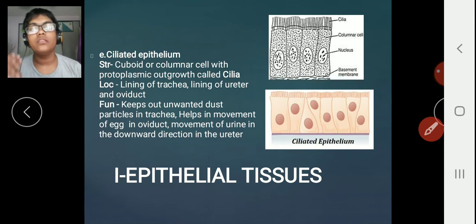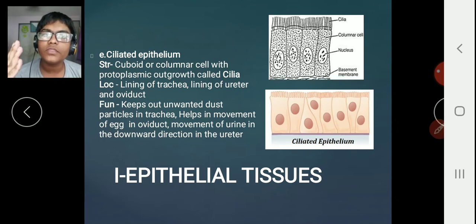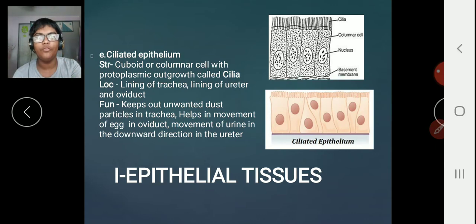Now the location: it is in the lining of the trachea and in the lining of the ureter or oviduct. The cilia can easily move. So whatever dust particles come into the trachea are taken off and transported away by the cilia. In the oviduct and ureter, it helps in the movement of the urine in the downward direction, and also the egg.